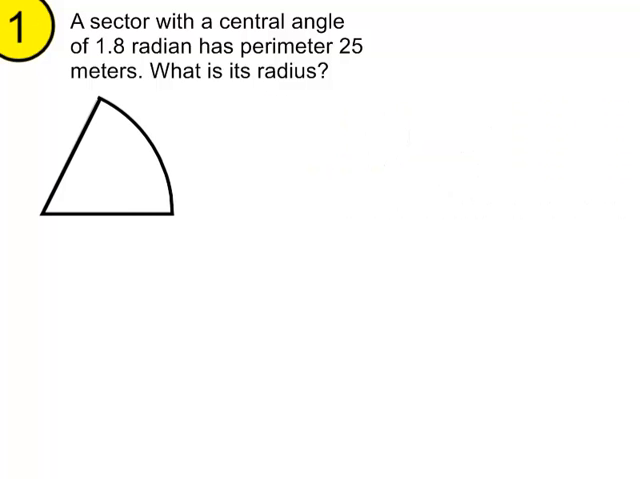Alright, first, we are given a sector here. Sector is just a fancy geometry vocabulary term for a pie slice, if you like. And this sector has a central angle of 1.8 radians, and it has a perimeter of 25 meters. Given that information, we are to find out what the radius is.